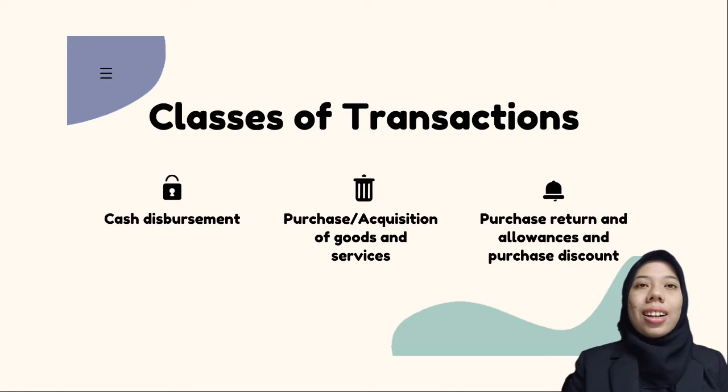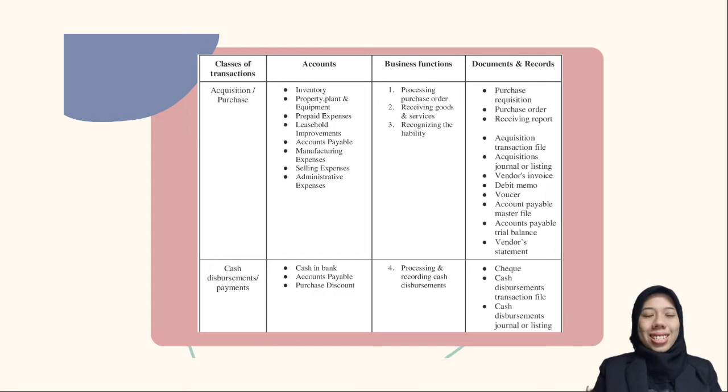As you can see, classes of transactions are divided into three types. The first one is cash disbursement, the second one is purchase acquisition of goods and services, and the third one is purchase returns and allowances and purchase discounts. On this slide, you can see the class of transaction, accounts that are used, business functions, and documents and records that are involved in the transaction.